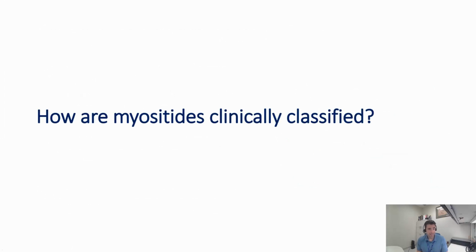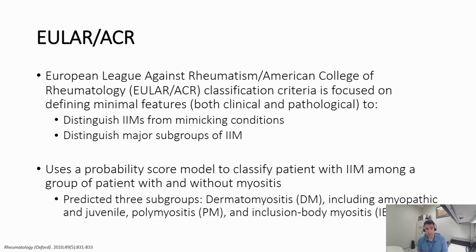So, how is myositis clinically classified? There's a variety of clinical classifications available. I'm going to focus solely on the EULAR ACR classification criteria, though there are others that can be used. EULAR ACR is focused on defining the minimal features, both clinical and pathological, to distinguish idiopathic inflammatory myopathies from mimicking conditions, but also to distinguish major subgroups of IIM.